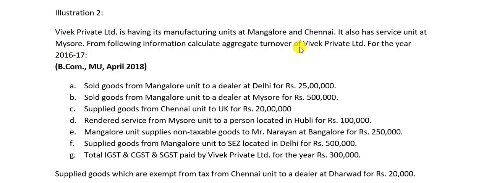And we have got a lot of information. From that information we have to compute aggregate turnover. So first of all, let us understand what aggregate turnover is. Aggregate turnover is all the supplies made by you. It might be exempt supplies, non-taxable supplies, taxable supplies, exports, zero rated supplies, whatever it is. Whatever supplies an SSE or his business makes, we have to take all of that, add them, and at the end we will get aggregate turnover.